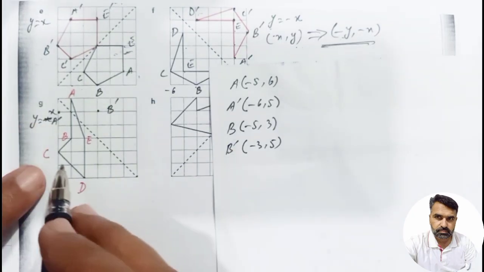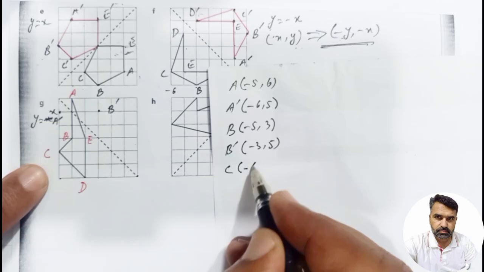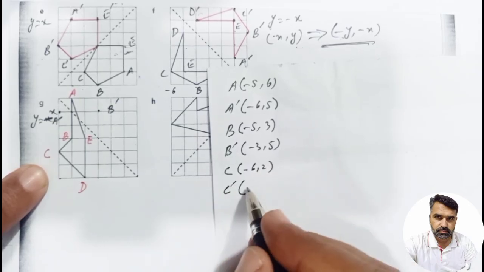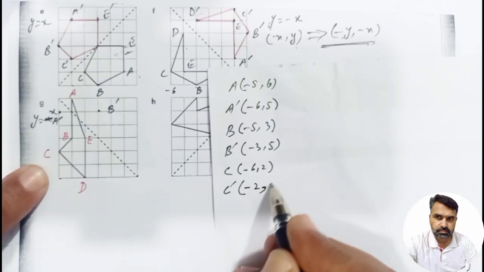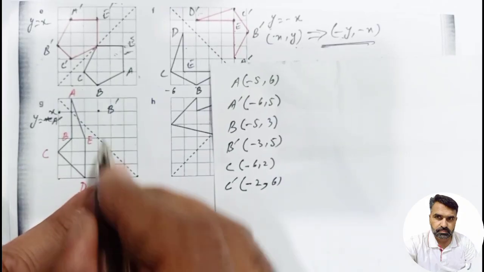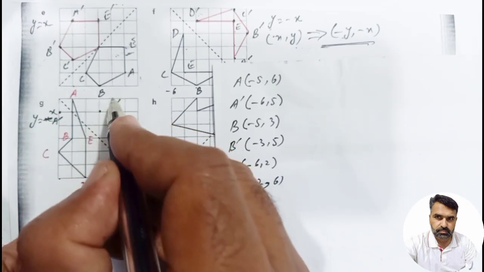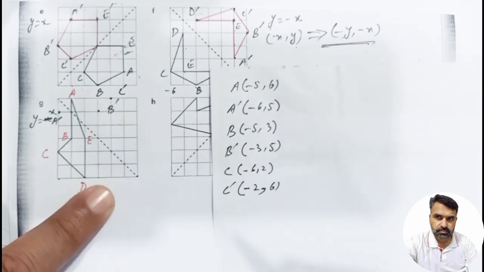Now students, look at the coordinates of C. The coordinates of C are minus 6 and 2, and when we change the coordinates according to the equation, it will become minus 2 and 6. So it is minus 2 and 6. So the coordinates of C prime are minus 2 and 6.